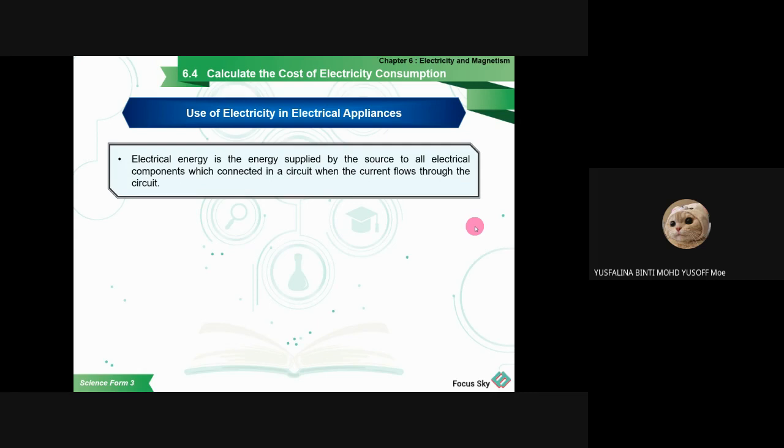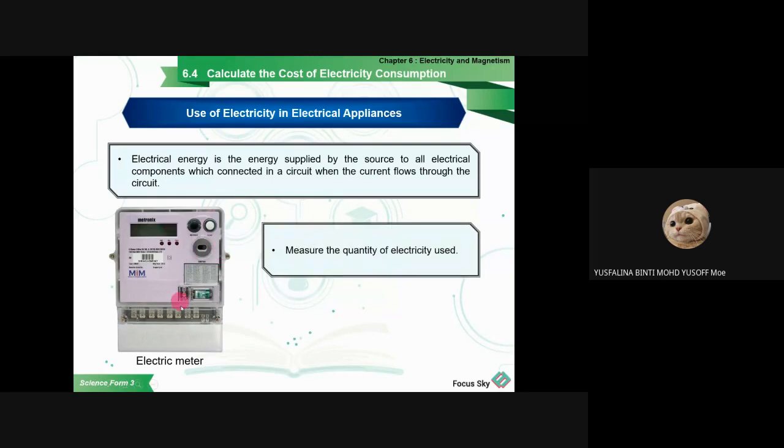So, use of electricity in electrical appliances. Electrical energy is the energy supplied by the source to all electrical components which are connected in a circuit when the current flows through the circuit. So what does it mean by electrical energy? It is the energy supplied by the supply to the electrical appliance, which must be connected in a circuit so the current can flow. That is what you call electrical energy.